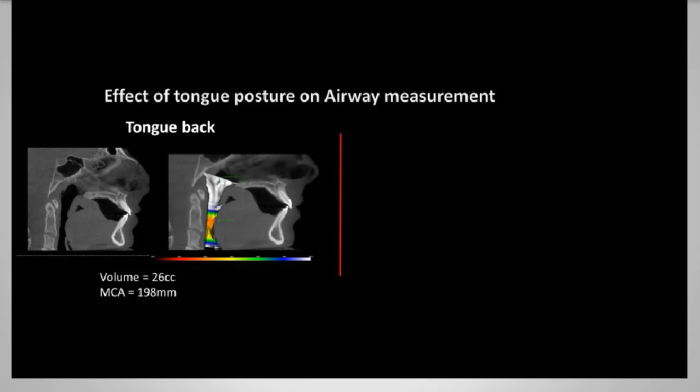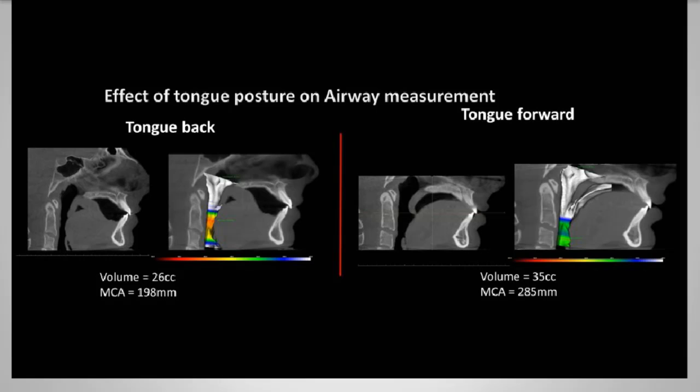So we actually decided for other reasons to repeat the scan that day on the patient, and we did so with the tongue forward. And now you can see the difference in the airway measurement. You can see there's no black space right here. The tongue is clearly resting behind the upper incisors. And let's look at the effect that tongue posture has on the airway measurement. You can see the volume changed from 26 cc's all the way to 35. But most dramatic was the MCA went from 198 to 285.